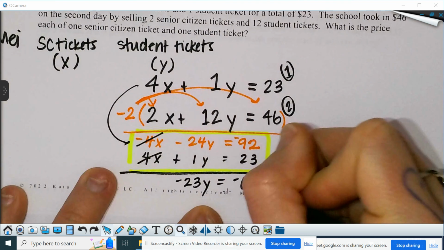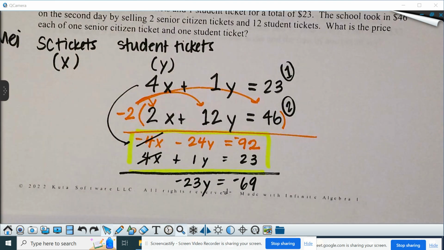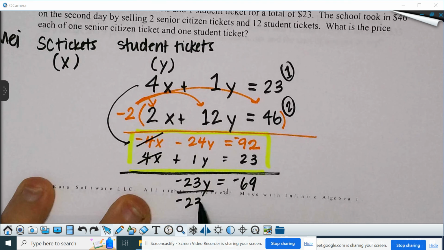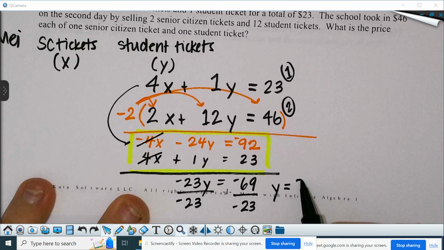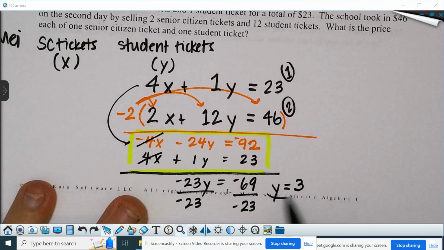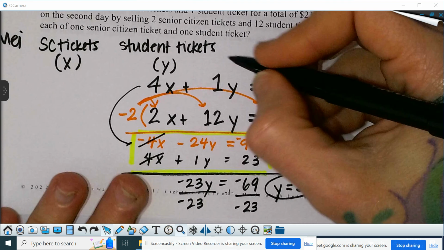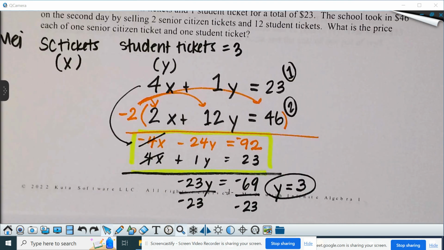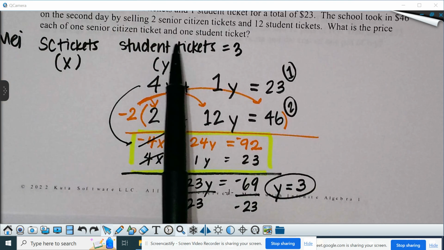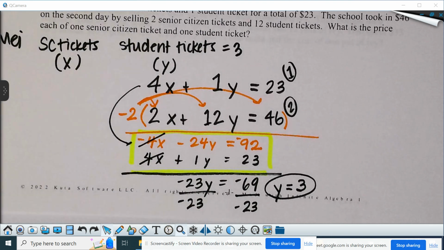We want to get y by itself, so we're going to divide by negative 23. And y is going to equal 3. Negative, negative gives us positive. Now, y is 3, so that's student tickets is $3 a piece. And I would go ahead and make that notation on your quote-unquote table, like I said, where you name it X, name it Y. I need senior citizen tickets, so we're going to plug in that Y.